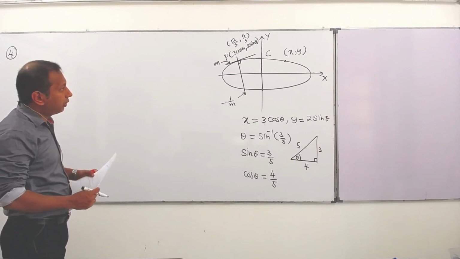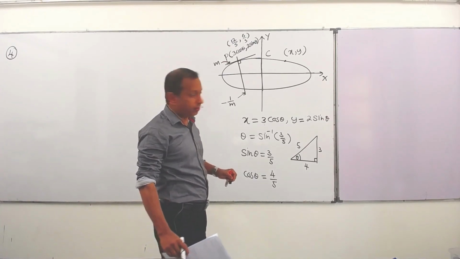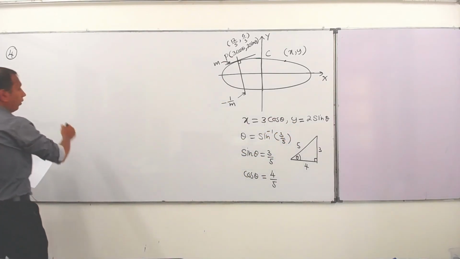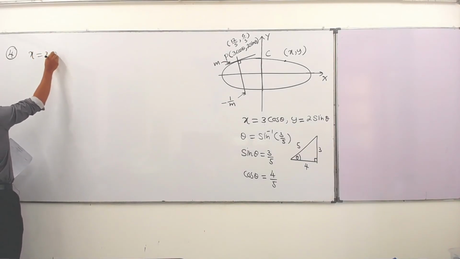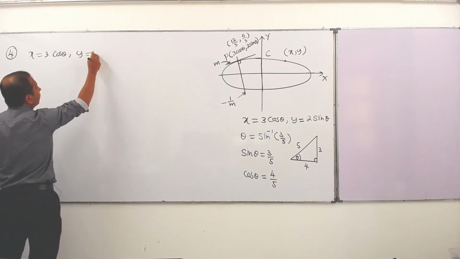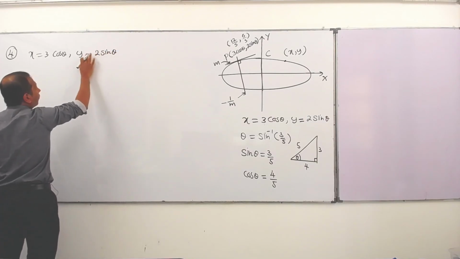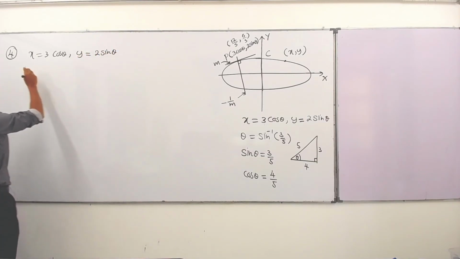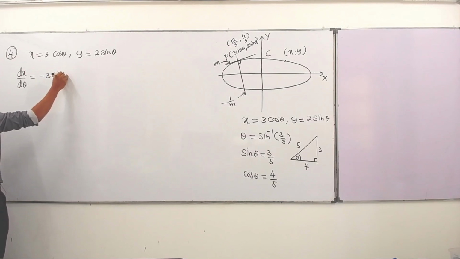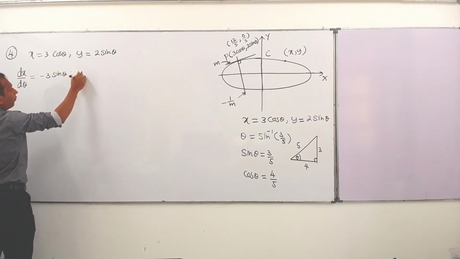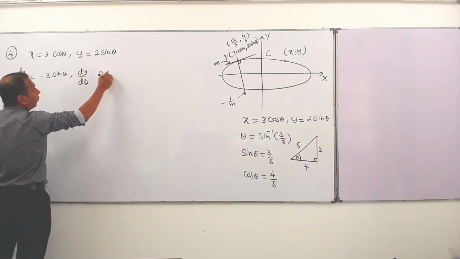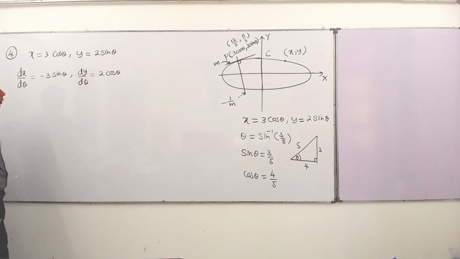To find the gradient at any point, gradient means dy by dx. We differentiate x and y with respect to theta. x equals 3 cos theta, y equals 2 sin theta. dx over d theta is minus 3 sin theta, since the derivative of cos theta is minus sin theta. And dy over d theta is 2 cos theta, since the derivative of sin theta is cos theta.